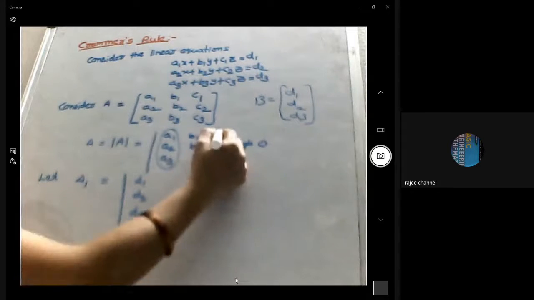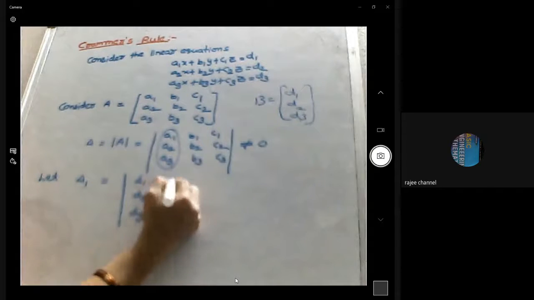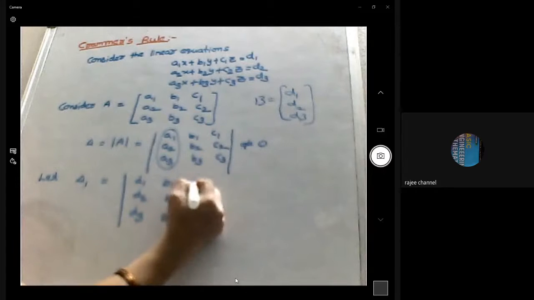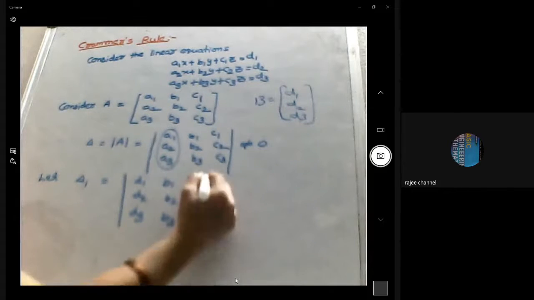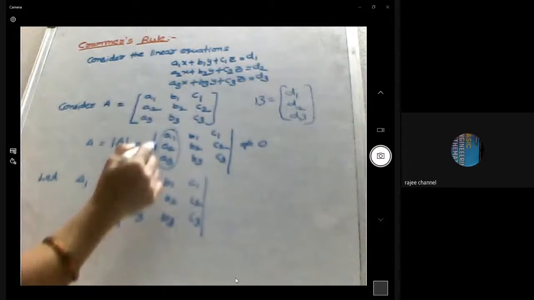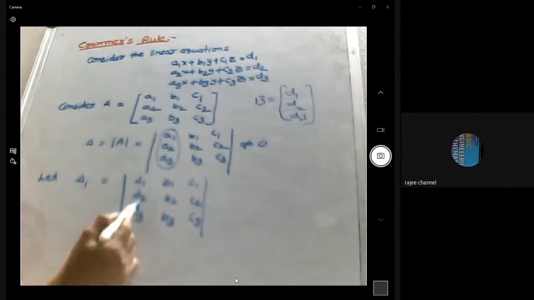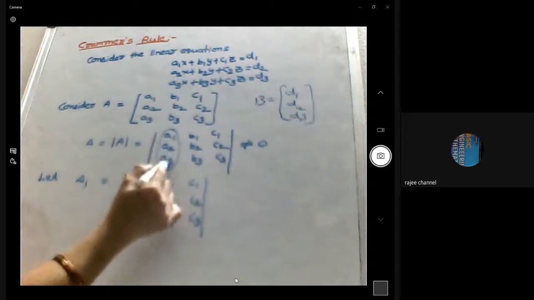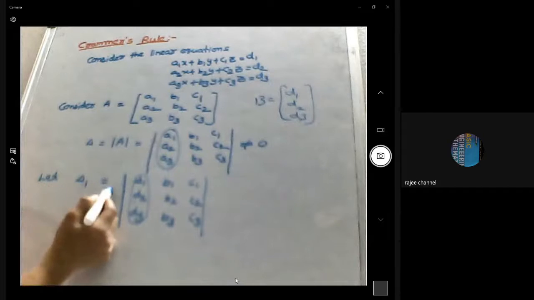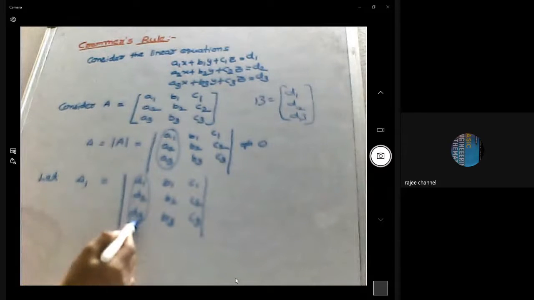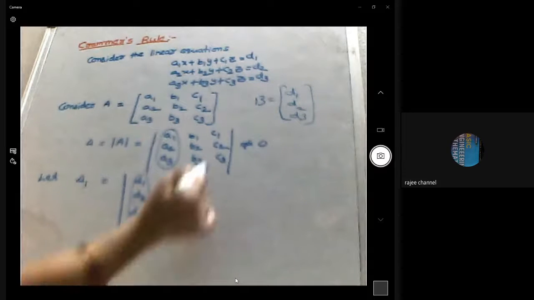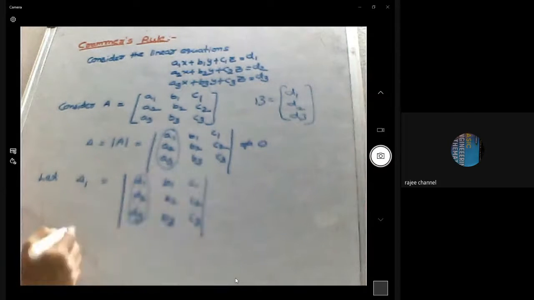The second column and third column we can take as they are: b1, b2, b3 and c1, c2, c3. Only the first column is replaced by the constants d1, d2, d3. In the place of a1, a2, a3 we take d1, d2, d3. So that is delta 1. Delta 1 equals the determinant d1, d2, d3, with the second column b1, b2, b3 and third column c1, c2, c3 of delta.